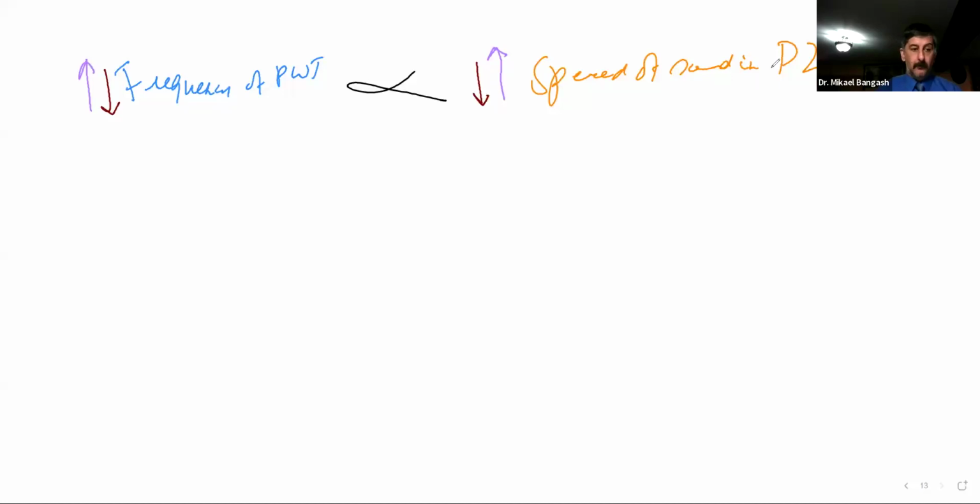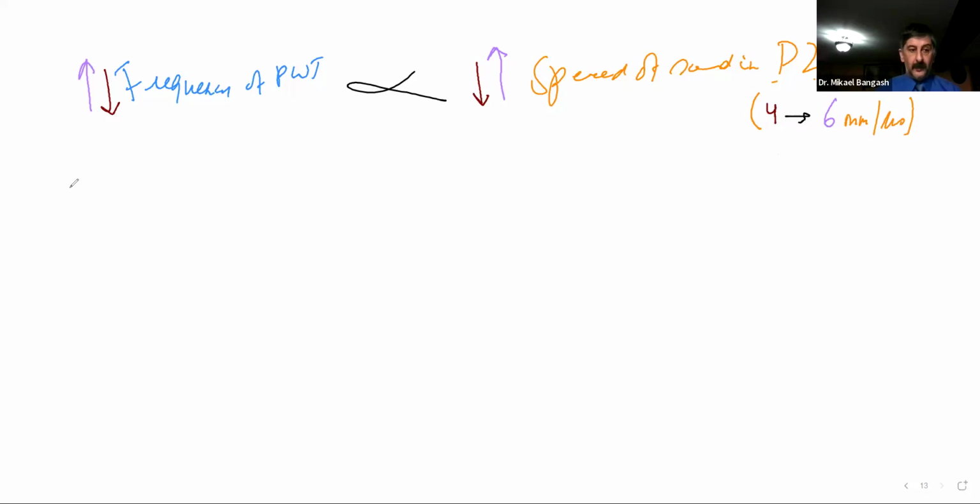Now, the piezoelectrical material is what we call lead zirconate titanate. The normal range of speed of sound in your PZT can range from anything between 4 to 6 millimeters per microsecond. Did you guys get that?